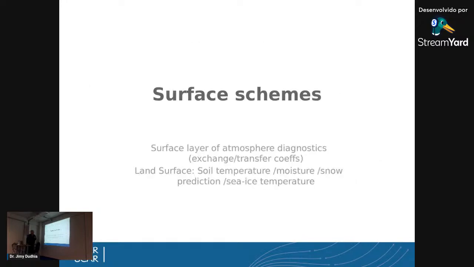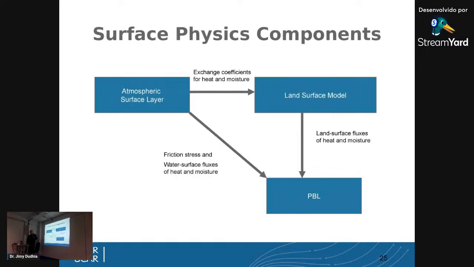Now we go to the surface part of the model, where there's three components. One is the atmospheric surface layer, one is the land surface model itself, and the other is the boundary layer scheme. The surface layer is called first. It provides what are known as exchange coefficients of heat and moisture to the land surface model. The surface layer also provides the frictional stress and the fluxes over water surfaces to the PBL scheme, because we don't have a water model, we don't have an ocean model.